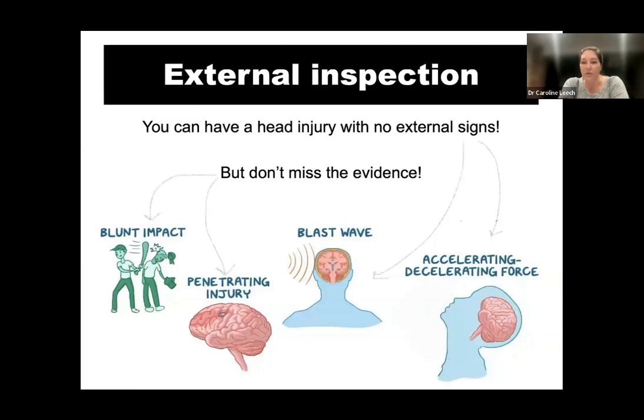The one that's most common for us is bottom right. So I want you to imagine there's a young male involved in an RTC at high speed, and he goes from 80 miles an hour to 0 miles an hour.